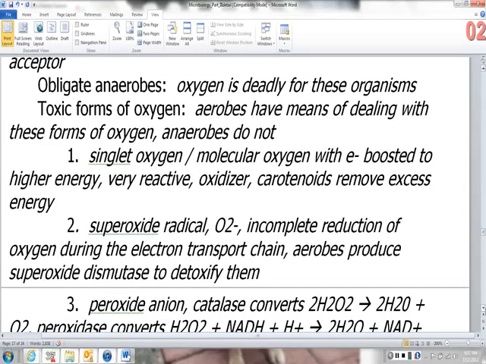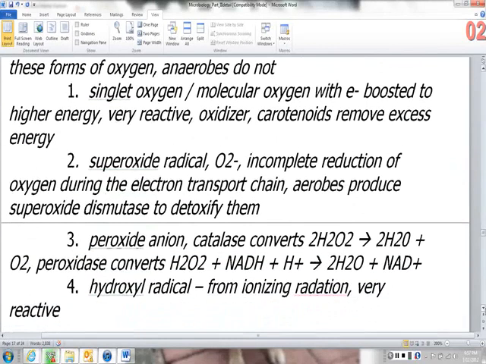The singlet oxygen, or molecular oxygen with an electron boosted to a high energy level, is a very reactive oxidizer. The carotenoids will remove the excess energy. An example would be the antioxidant vitamin A, which is a source of beta-carotene, a carotenoid. The superoxide radical undergoes incomplete reduction of the oxygen during the electron transport chain. Aerobes produce superoxide dismutase to detoxify them.